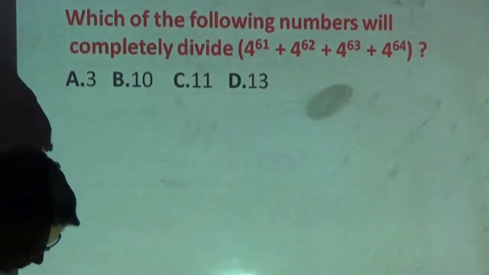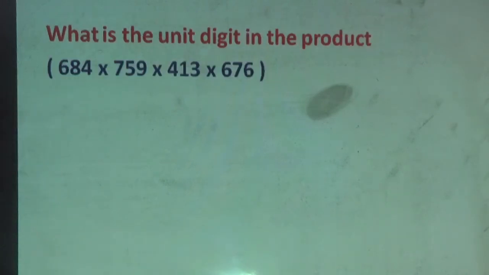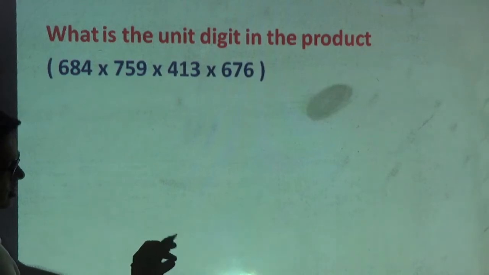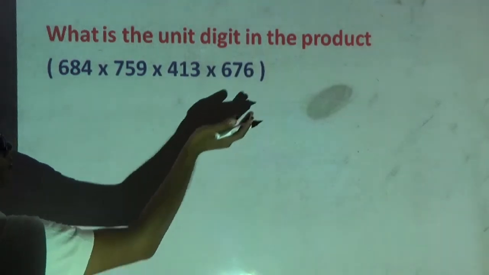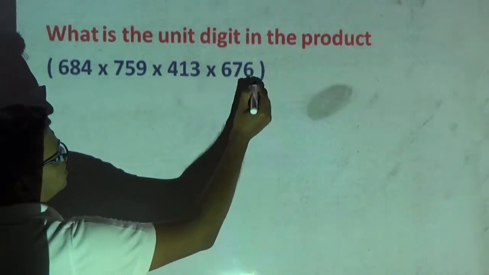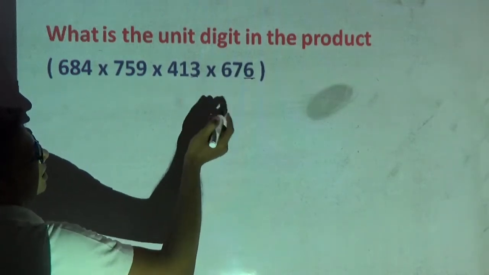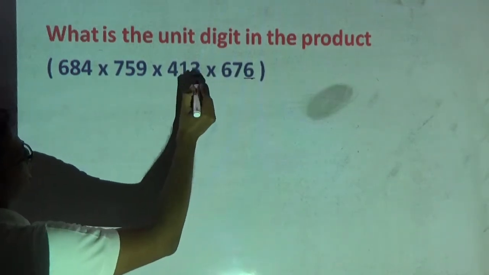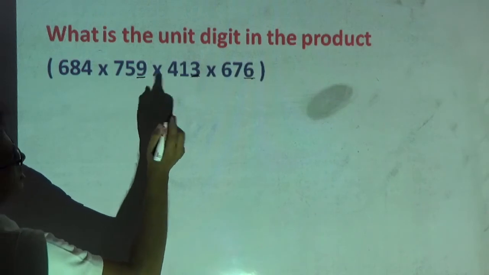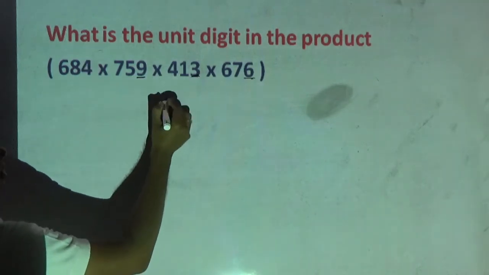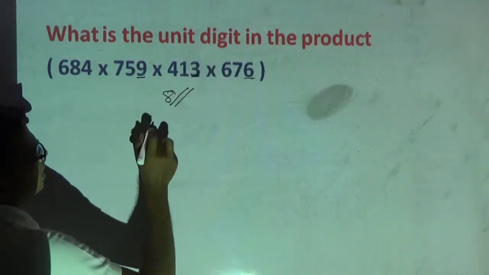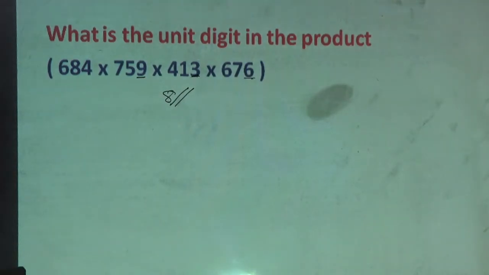Next. What is the unit digit in the product? See, in any product, the units place depends upon the unit digits only. Now please see the unit digits only. 6 3s are 18. In 18, what is the units place? 8. 8 9s are 72, units place 2. 2 into 4, 8. The units place of this product will be 8. You can multiply in your calculator and see what is the units place. Definitely it should be 8.